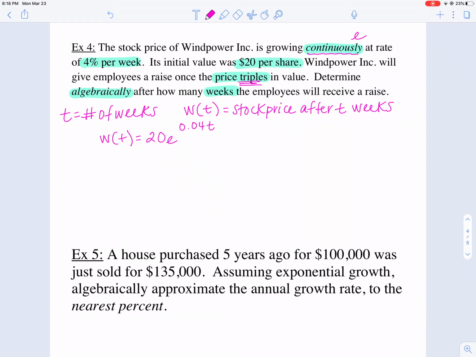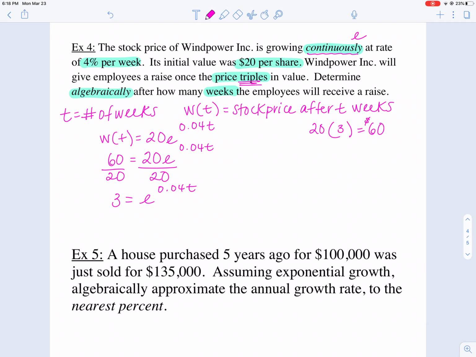Okay. So what's the only other thing they told us? They told us that they want to figure out how many weeks after the price triples. Okay, so let's talk about it tripling. If I take $20 and I triple it, it's going to be when the price is $60. So we are now going to solve when will $60 be equal to 20 to the base of E to the 0.04 T. Okay, so if we solve that, going to get rid of your coefficient, divide both sides by 20, and you have 3 equals a base of E to the 0.04 T, which tells us we're using natural logs.